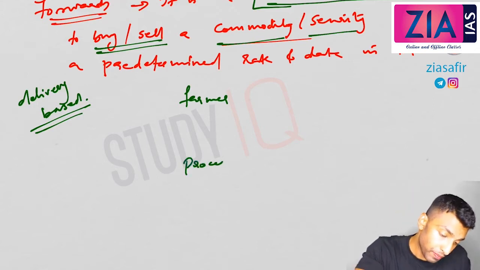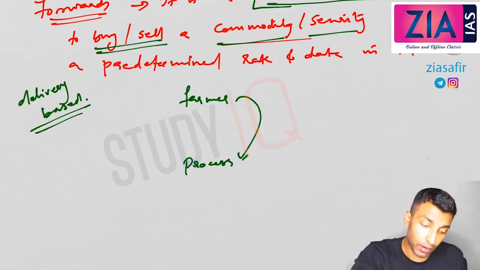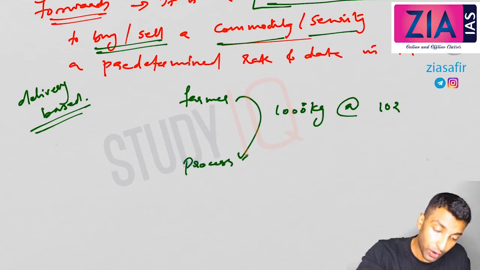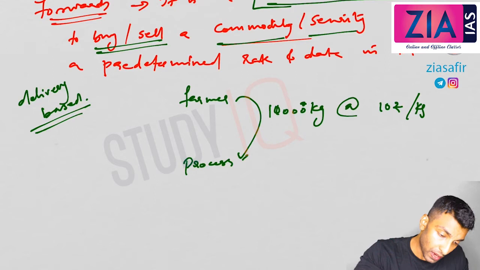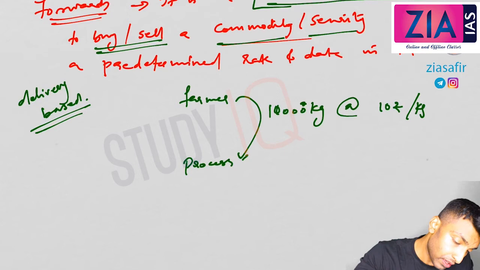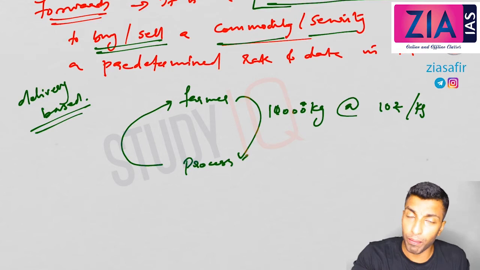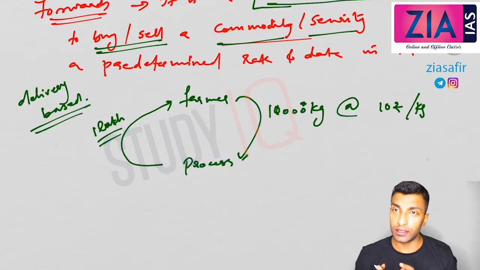So the farmer and the processor will enter into a contract. Let's say the farmer will say, I will give you 10,000 kilograms of potato at, let's say, 10 rupees per kilogram. So 10,000 kilograms of potato at 10 rupees per kilogram. How much is the farmer supposed to get? 1 lakh. So the processor is agreeing that he will pay 1 lakh rupees and buy this. So the processor will pay 1 lakh to the farmer. So this contract is ready now.